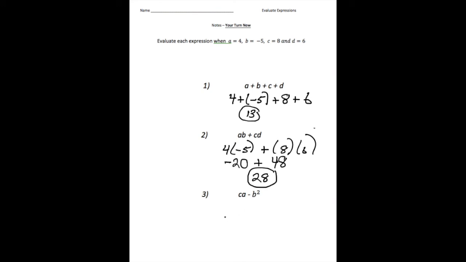Last but not least, we have C times A minus B squared. It's going to be C, which is 8, times A, which is 4. And then we're going to subtract B squared. In this case, B is -5, squared. In order of operations, we have to do exponents before we multiply or subtract. So -5 squared is 25. Now we have 8 times 4 minus 25. 8 times 4 is 32, minus 25. And last but not least, 32 minus 25 gives us 7.